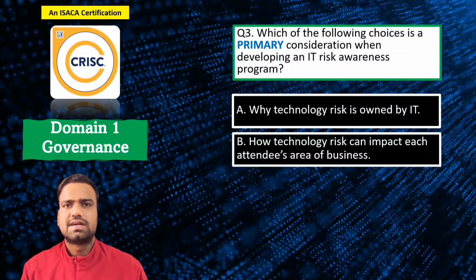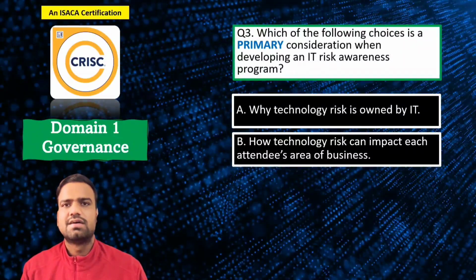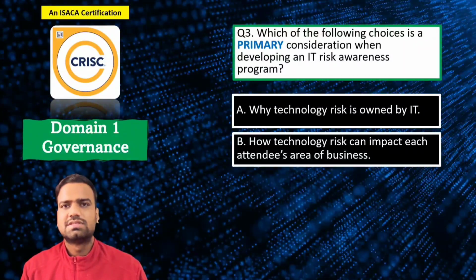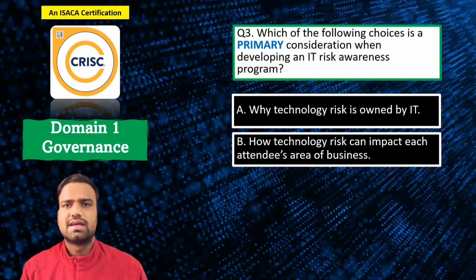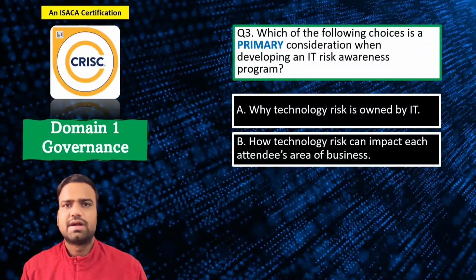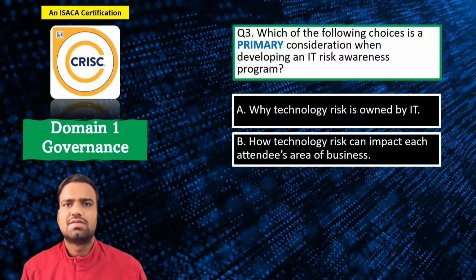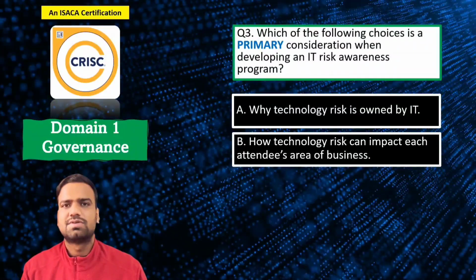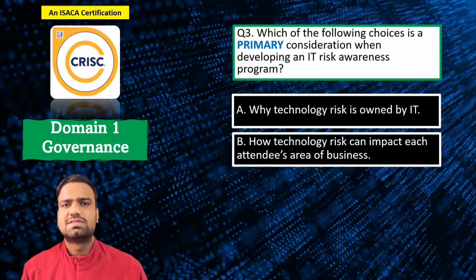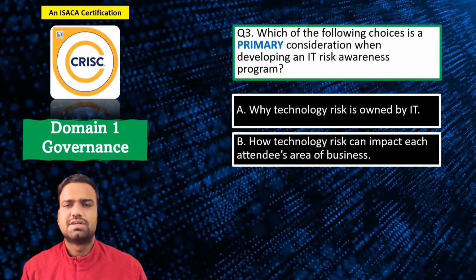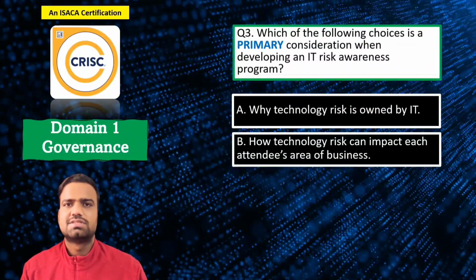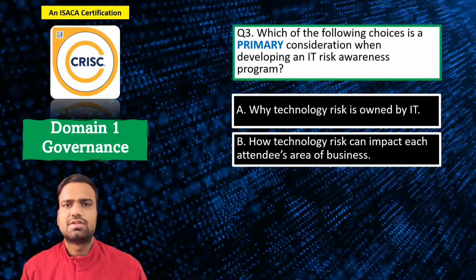Stakeholders must understand how the IT-related risk impacts the overall business. Understanding the implications for each department or individual is crucial for a comprehensive risk awareness program, right? So this is the most appropriate option. Let's check the other options and eliminate them if they are not the right one.